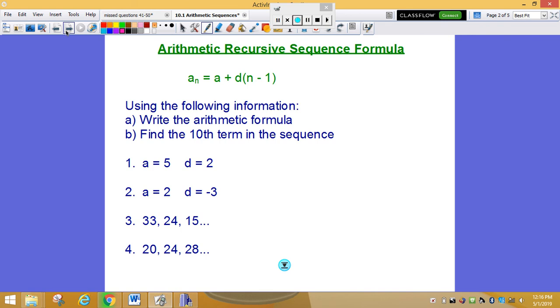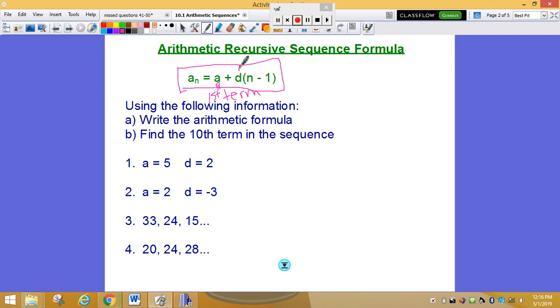Okay, so sometimes I'm going to say find the 10th term, or find the 100th term, or find the 500th term. So instead of adding 500 times, there's a formula we can use, and this is it. So you need to write this formula in your notes. You need to know that A is the first term.